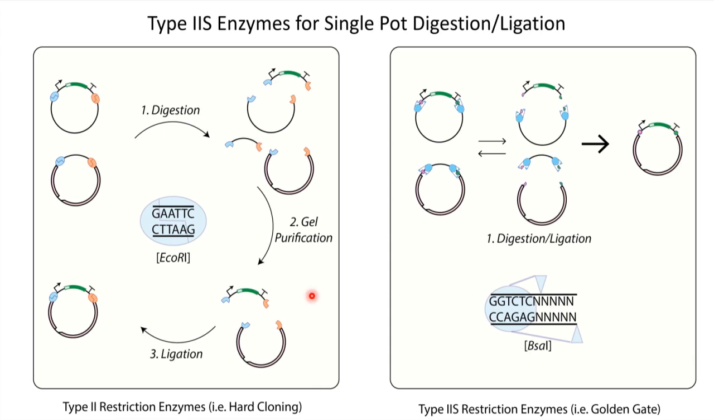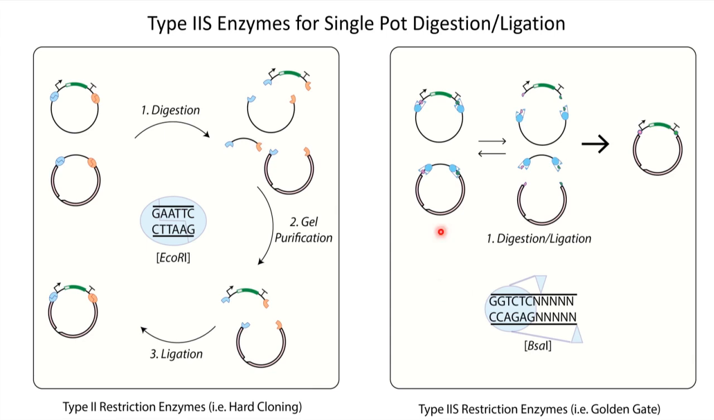So in hard cloning, what's typically done is 2 substrate plasmids are digested to generate a number of fragments, and to avoid unwanted ligation products, for example, to reform the substrate plasmids again, there's an intermediate step of gel purification where the fragments of interest are purified from agarose gel and then combined in a tube with DNA ligase to complete the assembly of the plasmid of interest. In type 2S enzymes, on the other hand, you can perform digestion ligation reactions in the same tube at the same time.